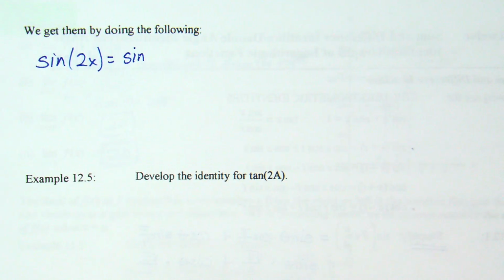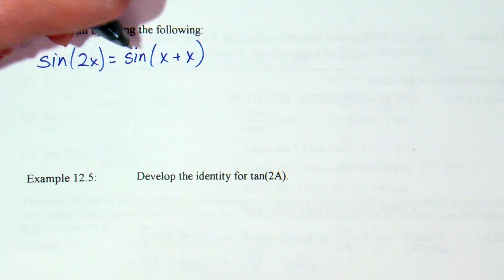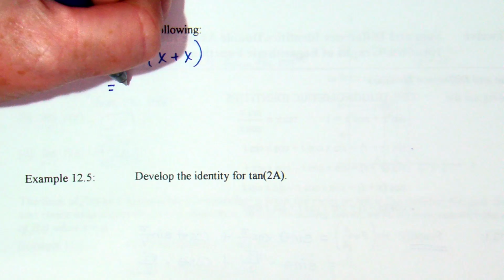Okay, so sine of 2x can be rewritten as sine of x plus x, because 2x is 1x plus 1x, right? Now, think about our sum of sine identity. Sine of x plus x, rewrite it based on the front side, so sine cosine plus cosine sine. So it's going to be sine of x cosine x, keep it as plus, and then you flip these, cosine x sine x.